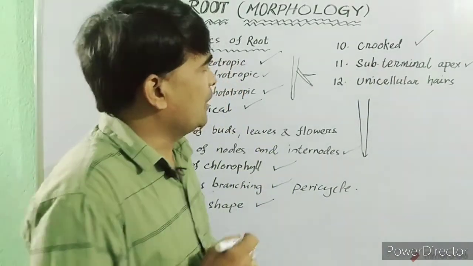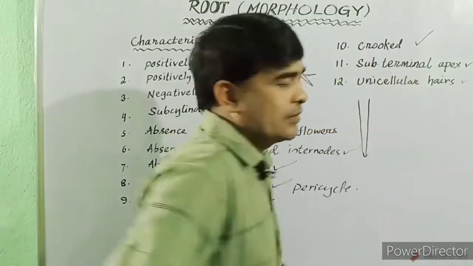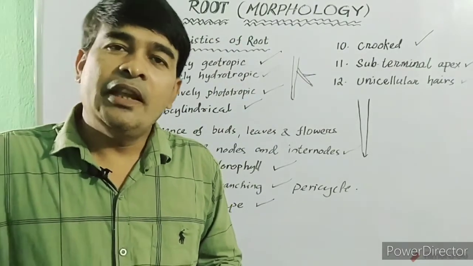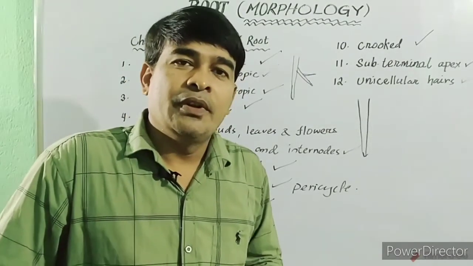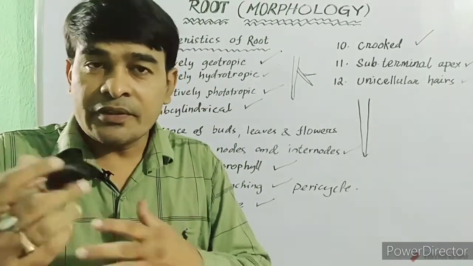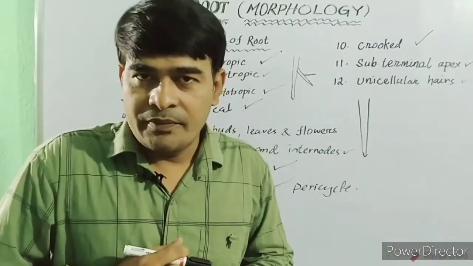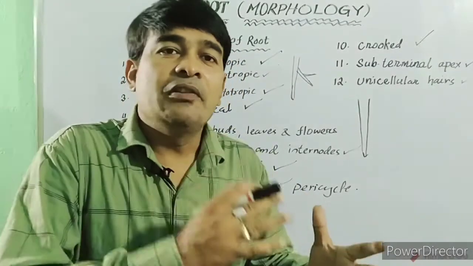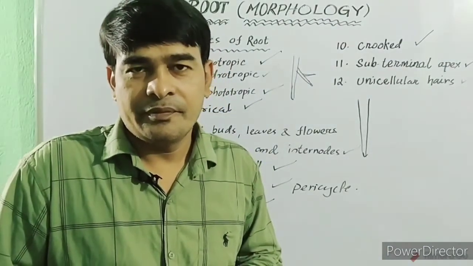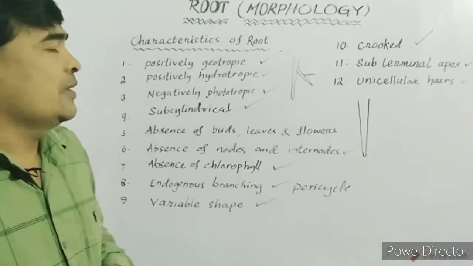Then presence of unicellular hairs. The hairs present in roots are unicellular, in contrast to the hairs found on stem, which may be unicellular or multicellular. So all these are the characteristics of root.